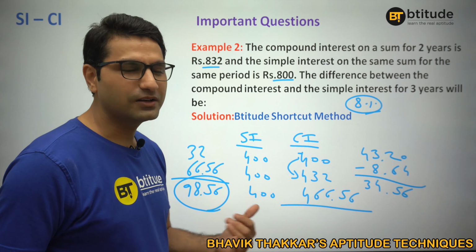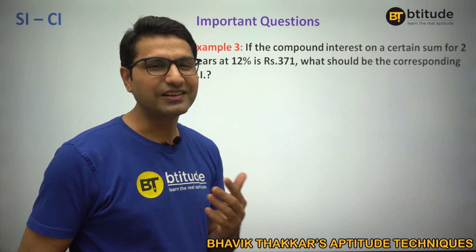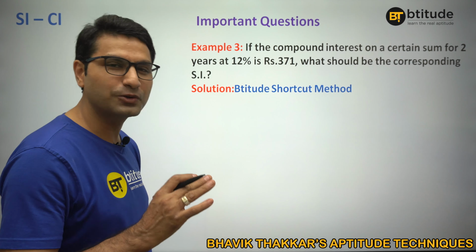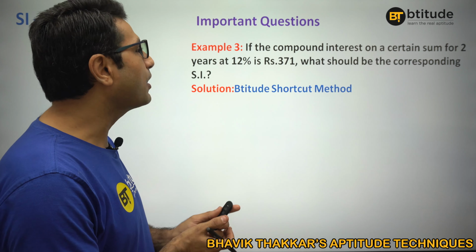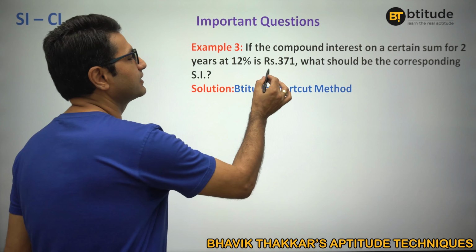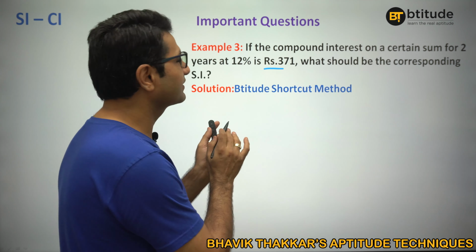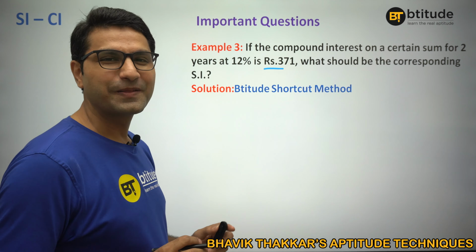Again, pause the video, try to do it on your own. First, let's understand the Btitude shortcut method to answer this question. If the compound interest for 2 years at 12% is this, what should be the simple interest, right? Now, as soon as I look at it, I would understand that, okay, 12%, that means 12 by 100, or you can say 3 by 25.